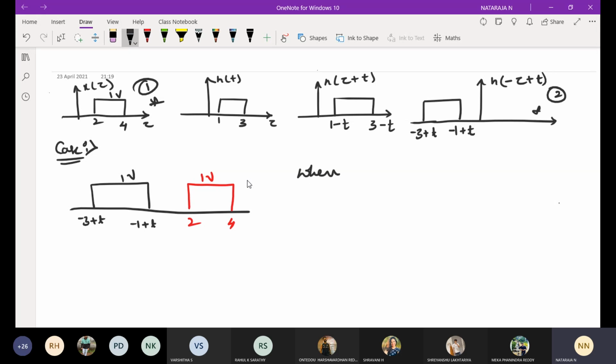When minus 1 plus t is less than 2, am I right? This is the first signal, this is the second signal. Compare: minus 1 plus t is less than 2, so t will be less than 2 plus 1, taking the 1 to the right side. T will be less than 3. So from minus infinity to 3, y of t will be 0. Why? Because there is no overlap between the signals.